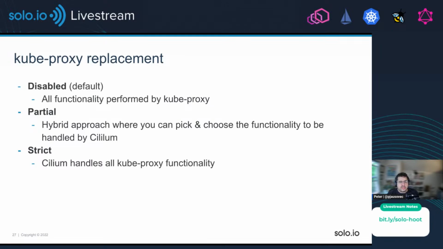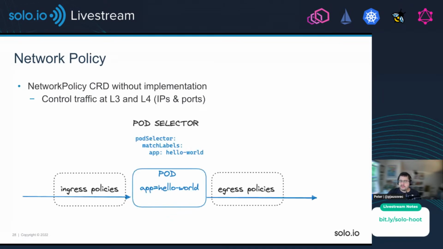And then finally, the strict one, which is a mode where Cilium is going to fully replace the kube-proxy functionality. So it's going to take care of handling the Kubernetes services of type cluster IP, node port, load balancer, external IP, and so on. So you have these 3 options, right? Either none or everything, and then the hybrid one where you can pick and choose what you want to use. All right, so this was more of a recap from the previous video.